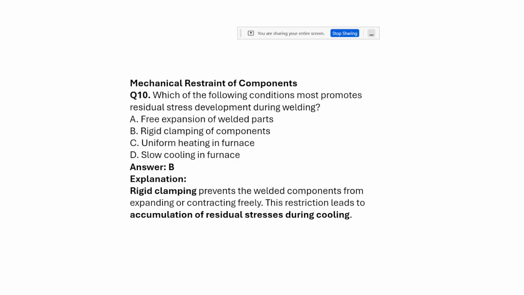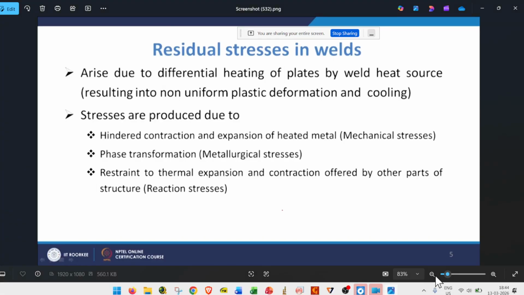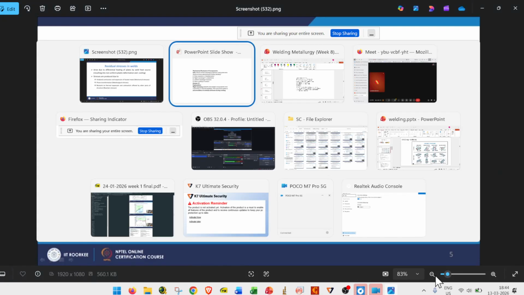Okay, which of the following conditions most promotes the residual stress development during the welding? Free expansion of the welding parts, rigid clamping of the components, uniform heating in the furnace, or slow cooling in the furnace. The answer will be rigid clamping of components. As you see, the three factors which affect it are the hindering of the contraction and expansion, phase transformation, and restriction of the thermal expansion.